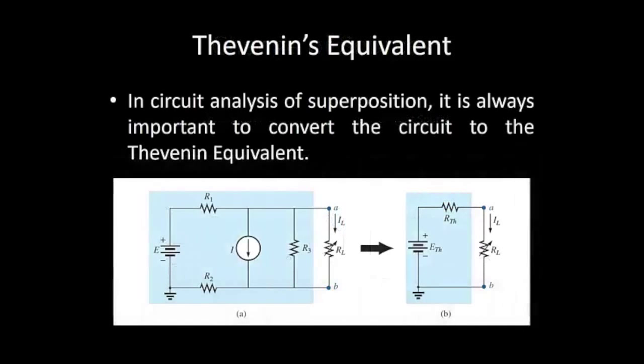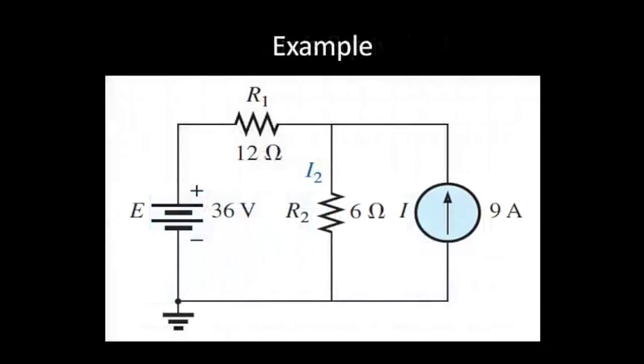In circuit analysis of superposition, it is always important to convert the circuit to the Thevenin equivalent. In doing this, we create a simpler circuit for us to solve for both independent sources. In this example, we have two different types of sources, one being a voltage source of 36 volts and one being a current source of 9 amperes. We are asked to determine the current through the resistor R2, and in order to do this, we have to apply the superposition theorem to find the current running through the branch of I2.